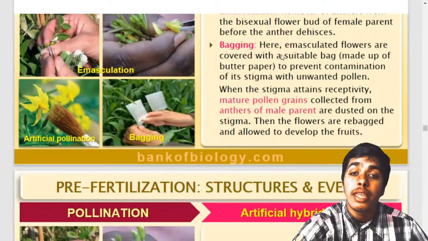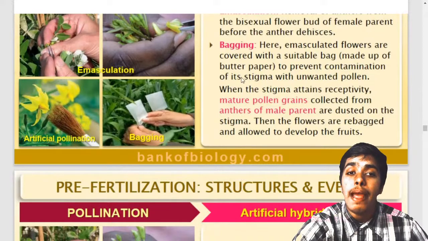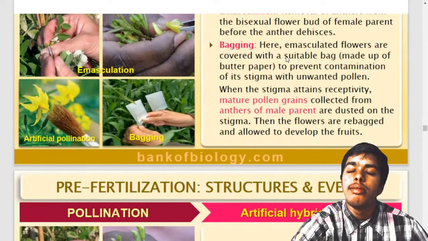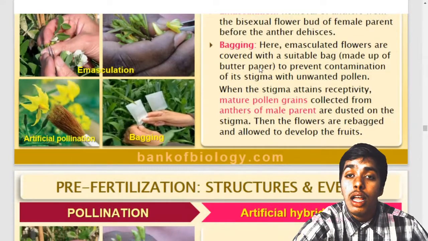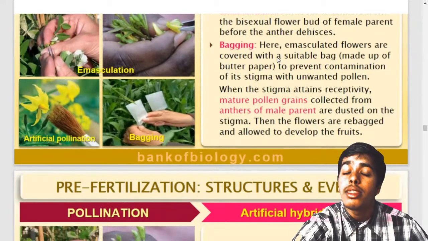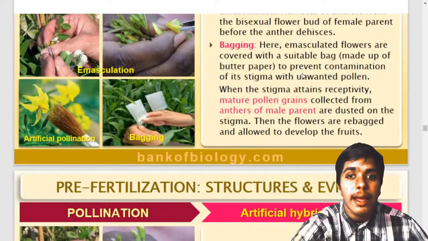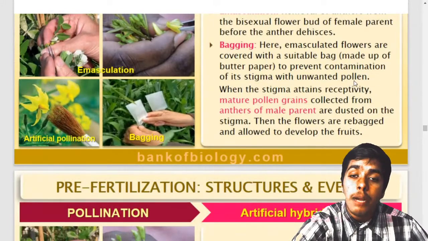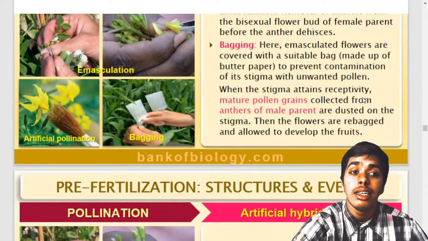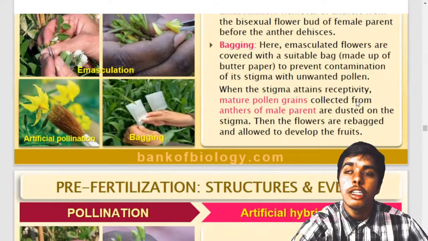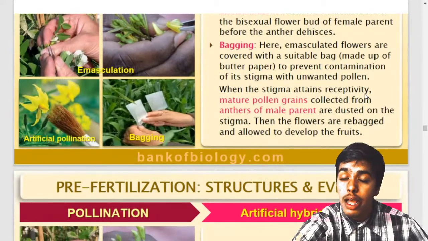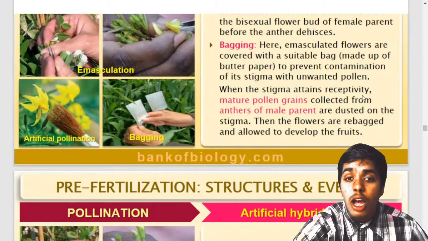Now bagging. Here the emasculated flowers are covered with a suitable bag made up of butter paper. That means the flowers from which the anthers have been removed are covered with a suitable bag. The bag is made up of butter paper to prevent contamination of the stigma with unwanted pollen. When the stigma attains receptivity, the stigma can choose whether it is the correct pollen or not.